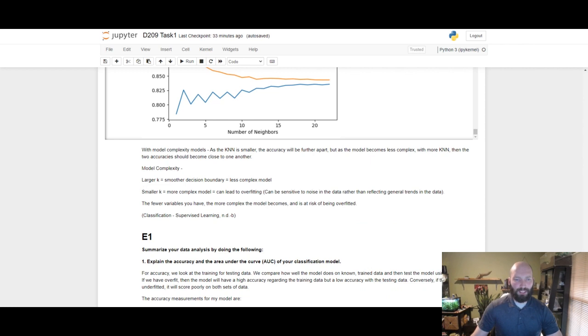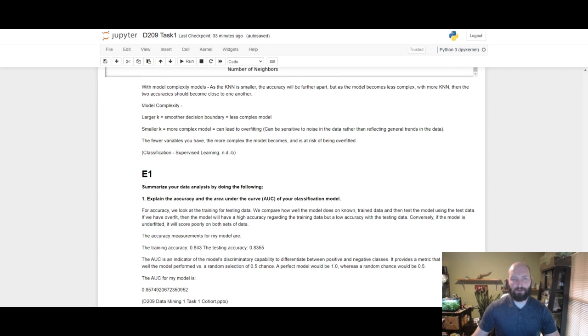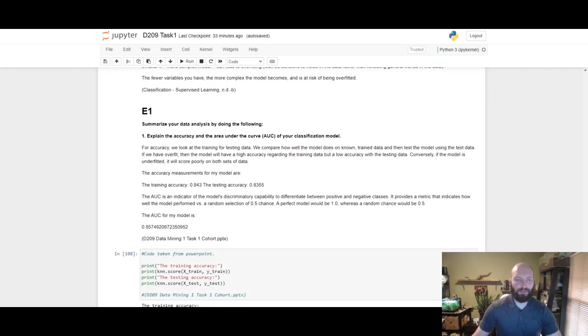From DataCamp, they indicated that the larger the K, the smoother the decision boundary. It's a less complex model. The smaller K, the more complex the model, which can lead to overfitting. It can be sensitive to noise in the data rather than reflecting the general trends in the data. So the fewer neighbors you have, the more complex the model becomes and is at risk of being overfitted. It seems counterintuitive, but the larger the K, the less complicated it is, and the smaller the K, the more complex it becomes. And each has its own offset. So with a smaller K, you can have overfitting. With a larger K, you can potentially have underfitting.